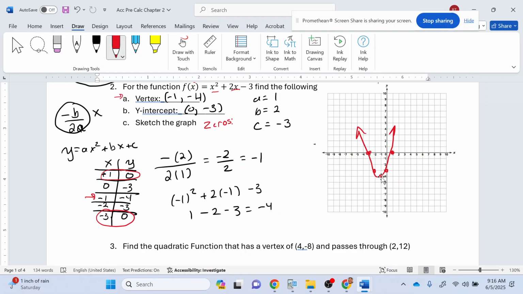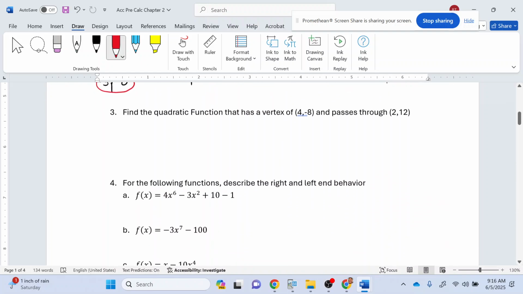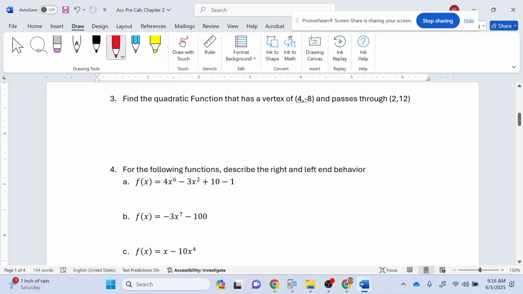I know you just walked in, but I'm just going to go to number 3. This is going to be recorded, so you can check it out later. Number 3: find the quadratic function with a vertex of this that passes through 12. So there's another type of formula. The previous one we did was the standard form. This is going to be called the vertex form. y equals a times (x minus h) squared plus k, where h comma k is your vertex.